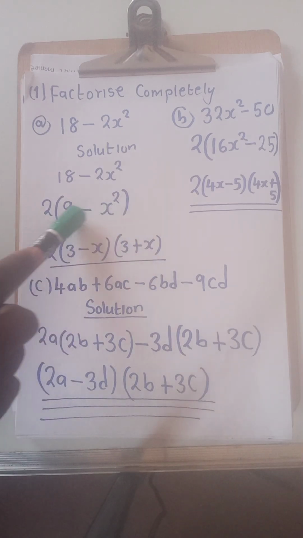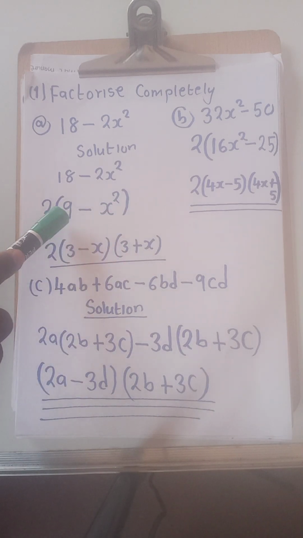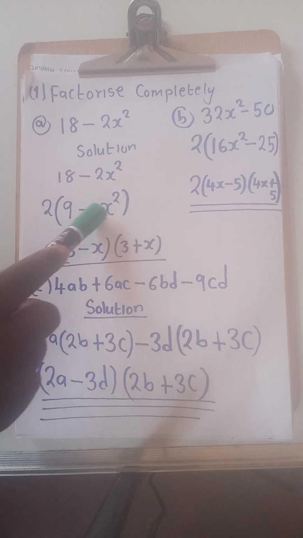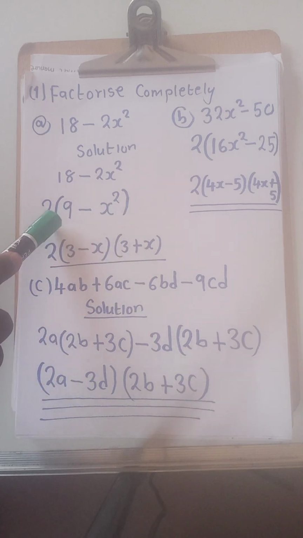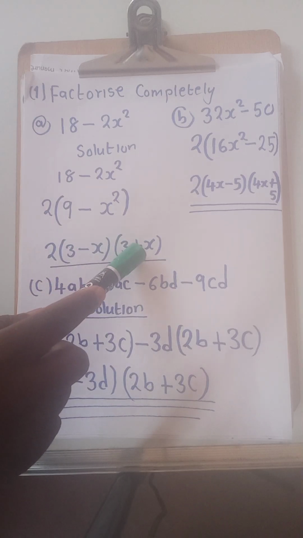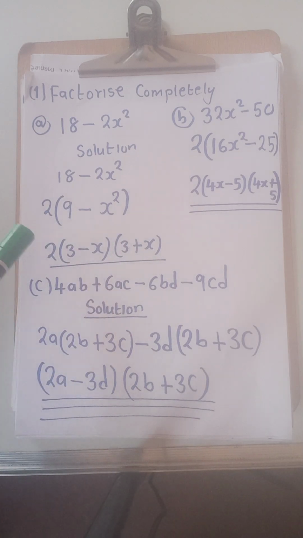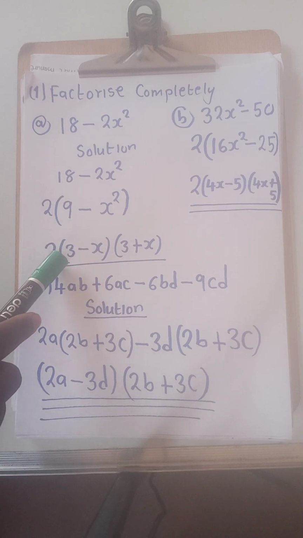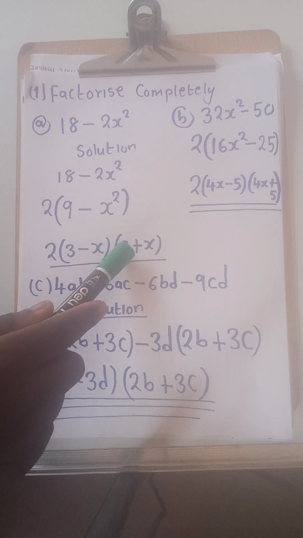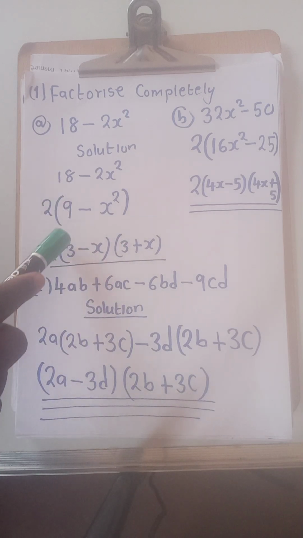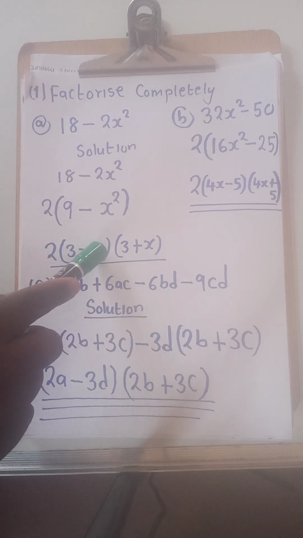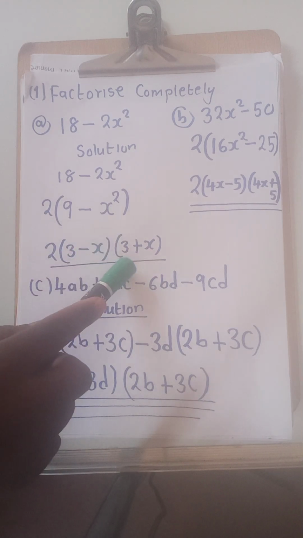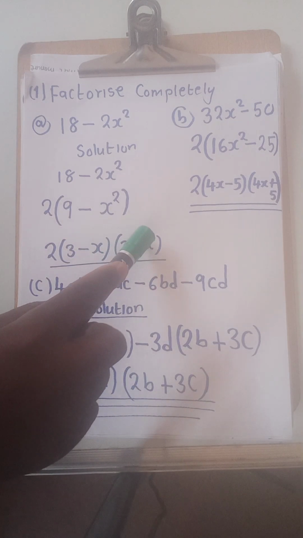Now, you can't end here. Why? Because this is what we call difference of two squares. A difference of two squares has a negative sign and a positive sign. You have to look for the square root of 9, which is 3. So you write 2, then 3 minus x, you close, again open, 3 plus x, close.